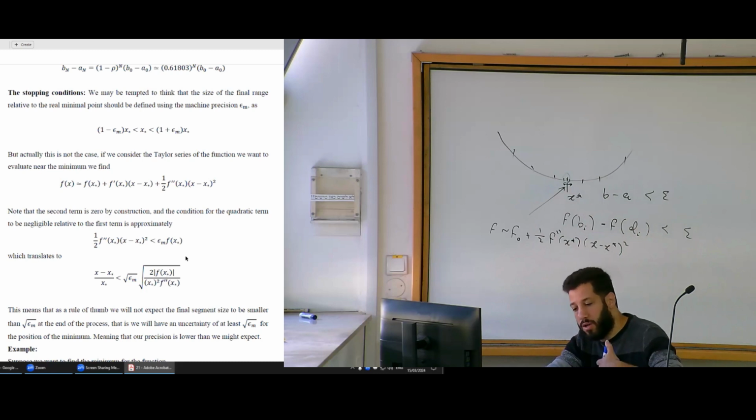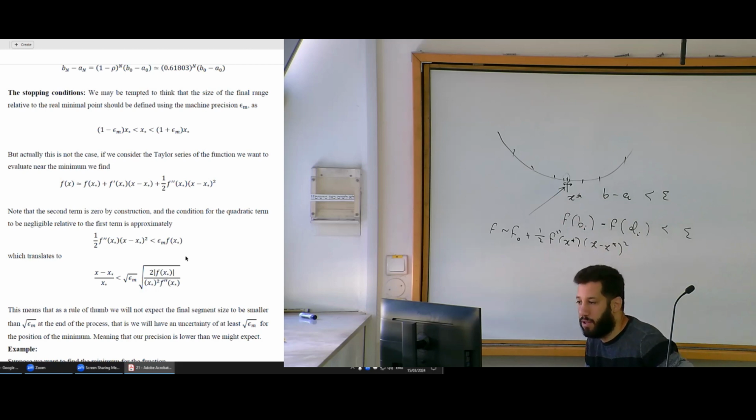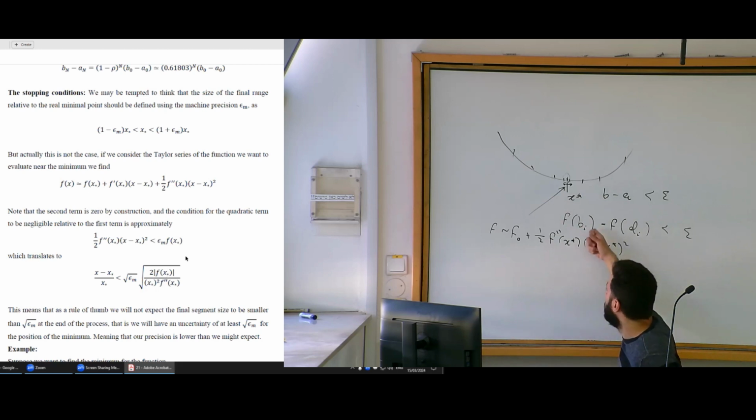Anyway, when you are so close to the x star and you chose your termination rule, it doesn't matter if you take the C or the D, you are there. Both of them will satisfy this or this.